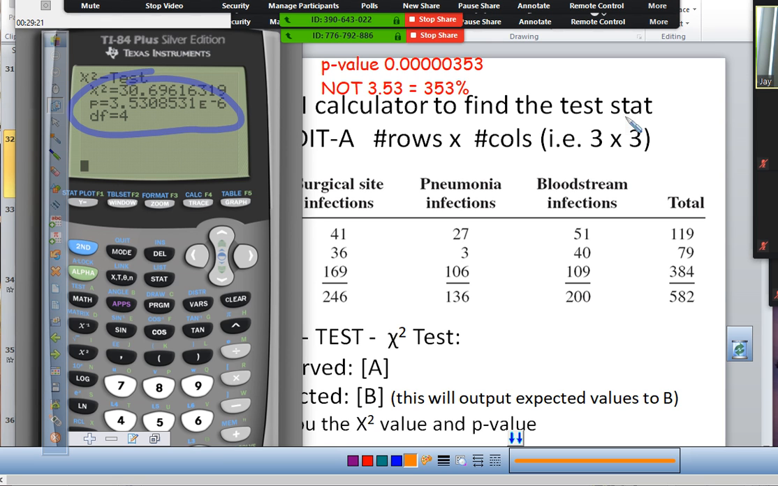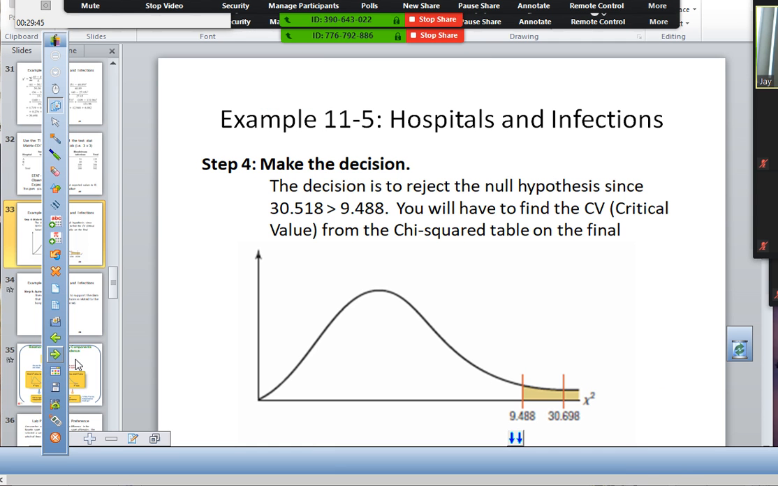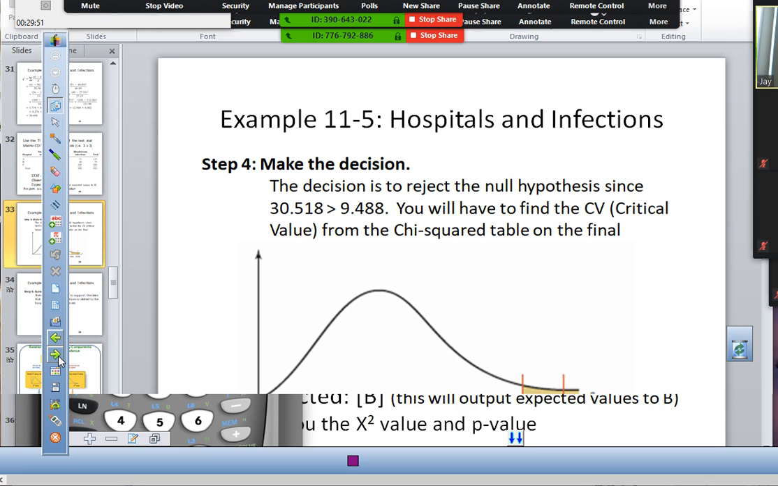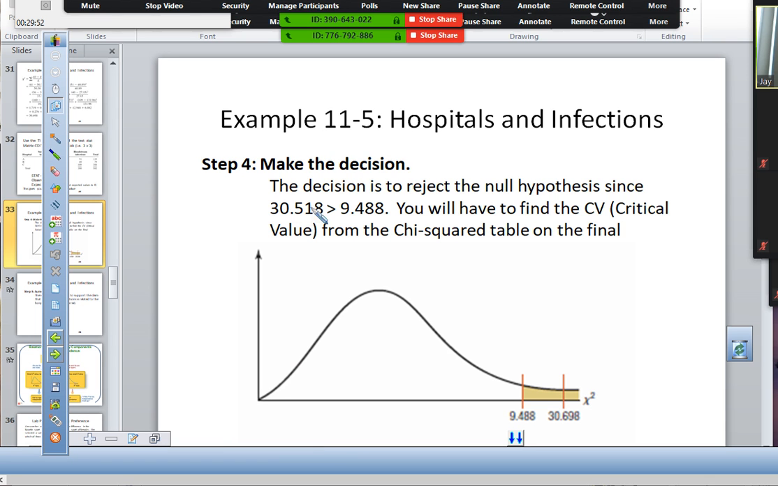So this is a really small, super small p-value, super unlikely. We're totally going to reject H0. We know ahead of time, because that's way less than 5%, less than 1%. Okay, so here, because our test statistic was 30.696, well, some large number, way more than 9.488, we're going to reject H naught.